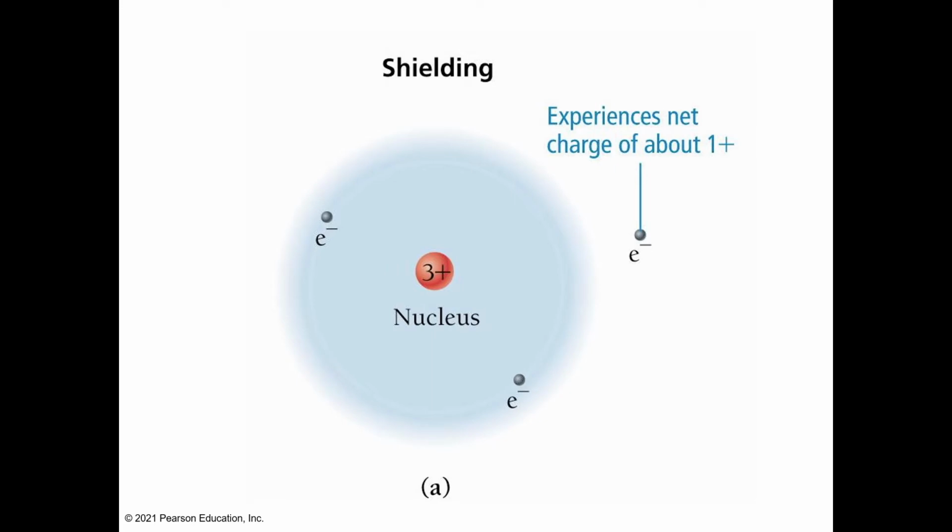Here we have a lithium atom. There's a +3 charge in the nucleus. That means that there are 3 protons, so we're looking at lithium.